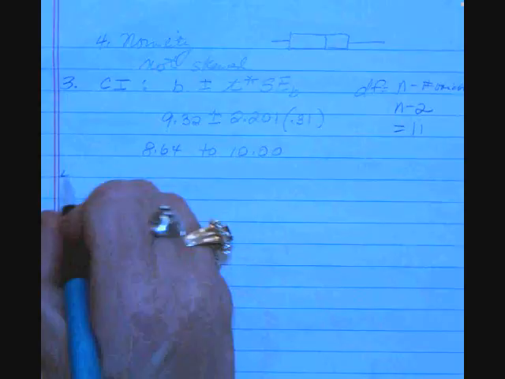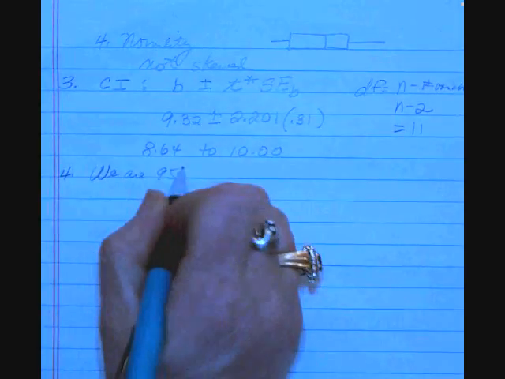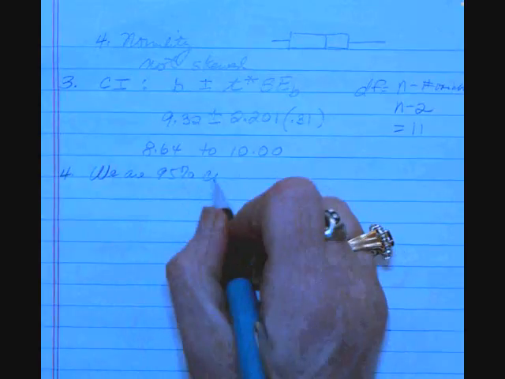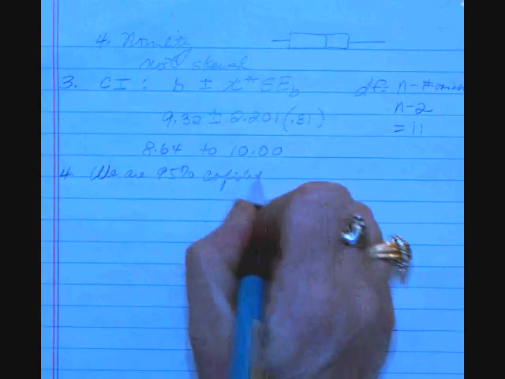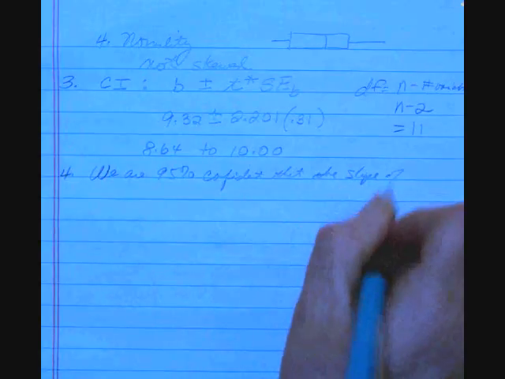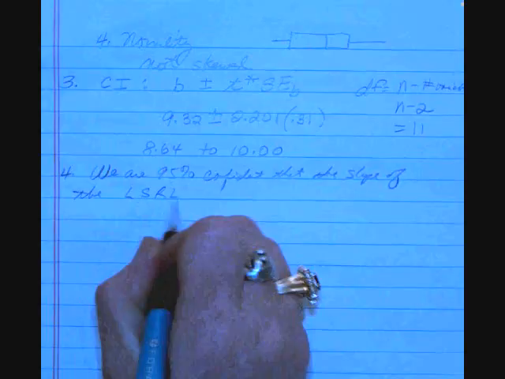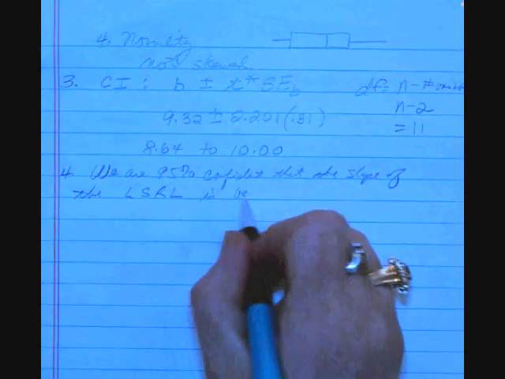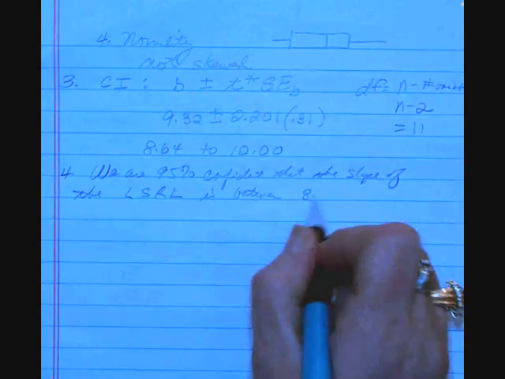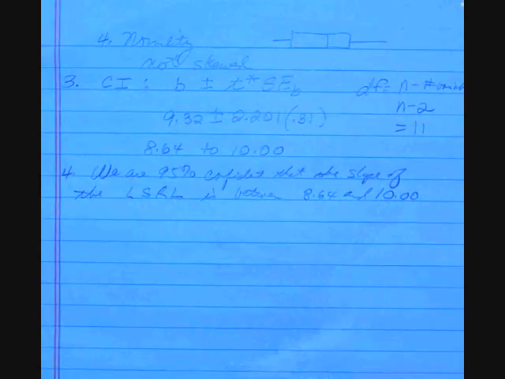Okay. So we are 95% confident that the slope of the least squares regression line is between 8.64 and 10.00. Slope has units.